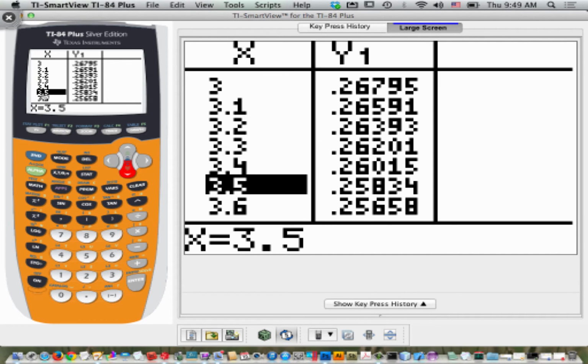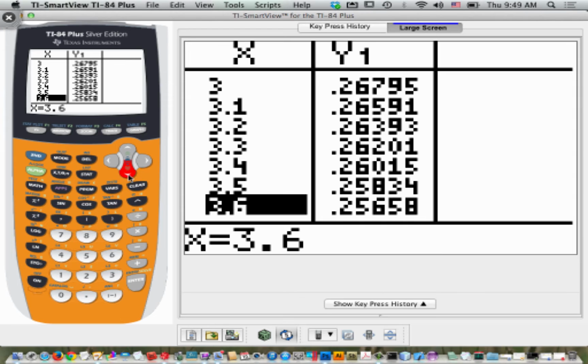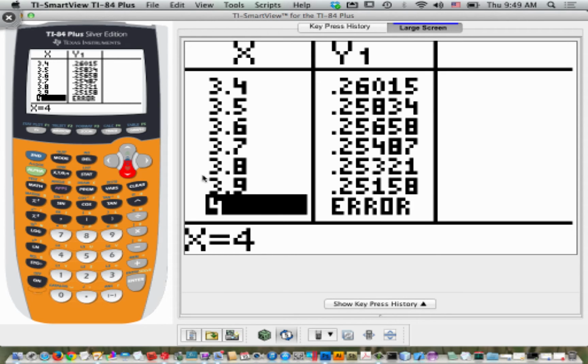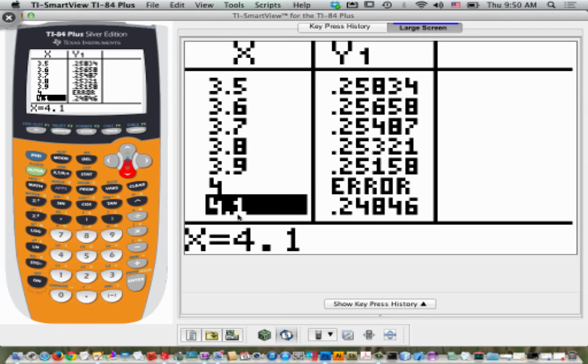What is the x value getting closer to? 4. 3.9, and look at what happens at 3.9. We have 0.25158. Now, the moment I go to 4, it says error, because Doris, you can't divide by 0. But now I go on the other side of 4 at 4.1, and look what I have, 0.24846. So even the calculator is showing me, Abby, that it's approaching 0.25 as x gets closer and closer to 4. Does that make sense to you?